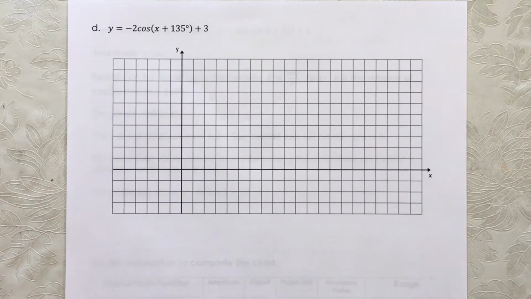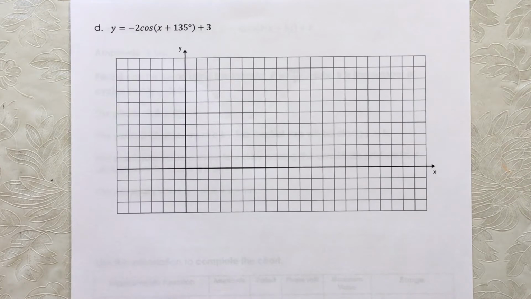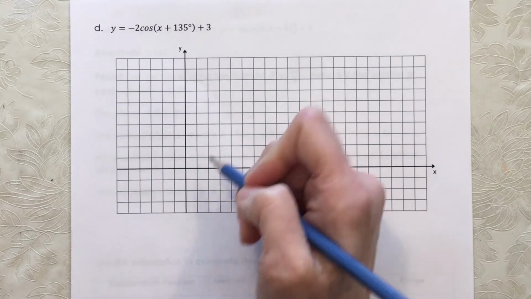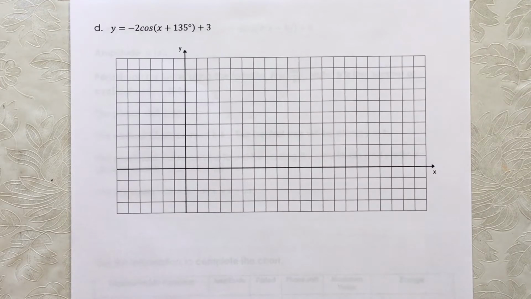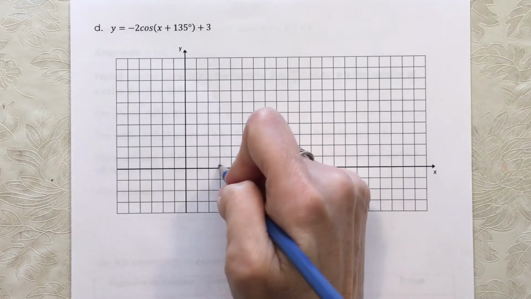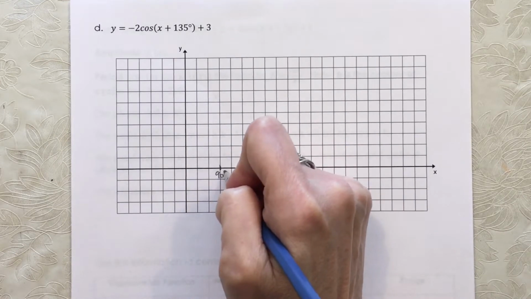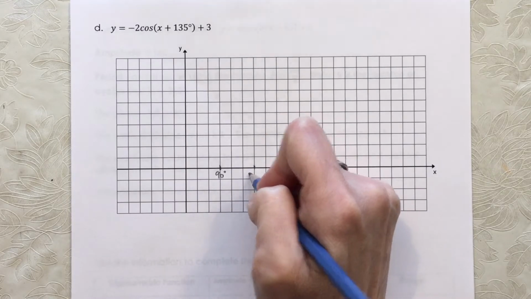Welcome back to part 2 of our video on drawing trig graphs. So we're on D, y equals -2 cos(x + 135) + 3. So the first step is to do our axes. So every third square is 90 degrees.